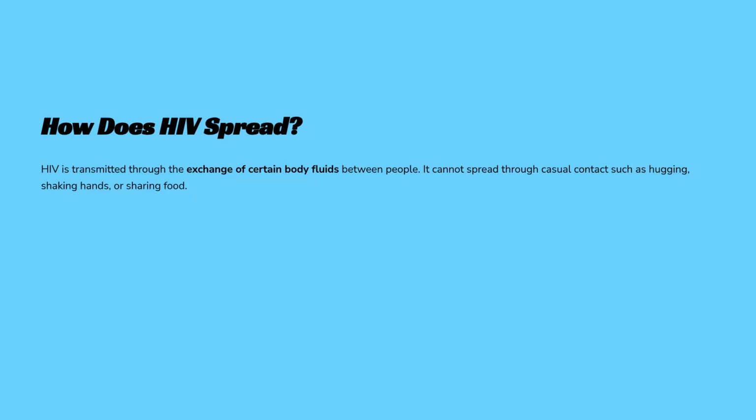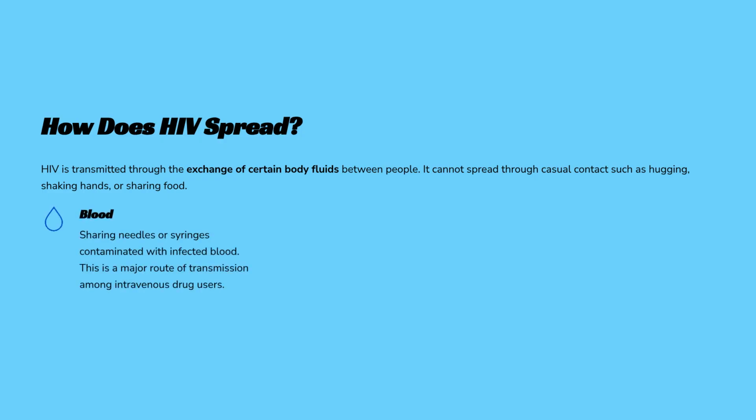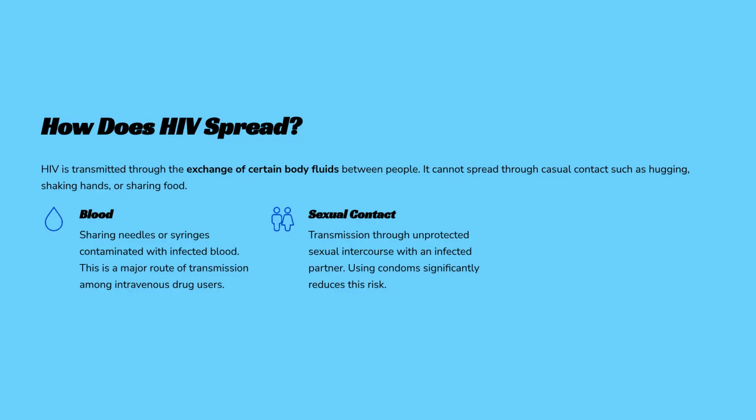HIV spreads through the exchange of certain body fluids. It is important to remember it does not spread through casual contact. The primary routes are sexual contact, exposure to contaminated blood through sharing needles, and transmission from mother to child.